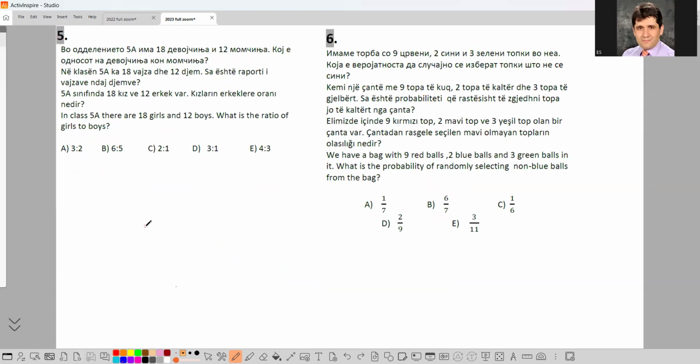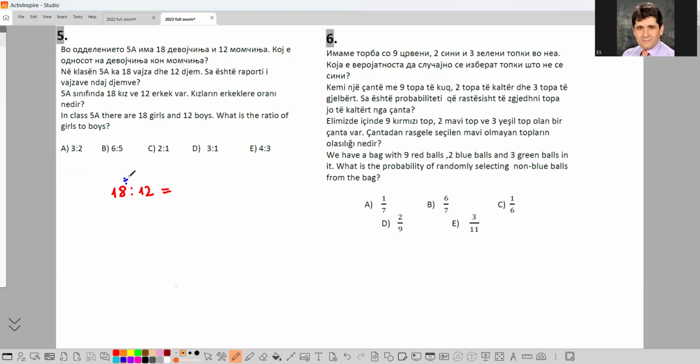Next. In a class 5A, there are 18 girls and 12 boys. What is the ratio of girls to boys? All right, how many girls are there? 18. How many boys are there? 12. Now, always we can simplify the ratio.